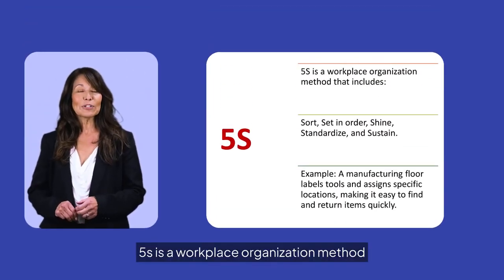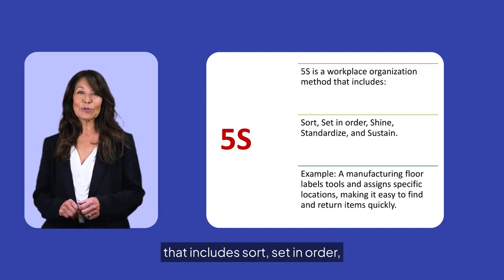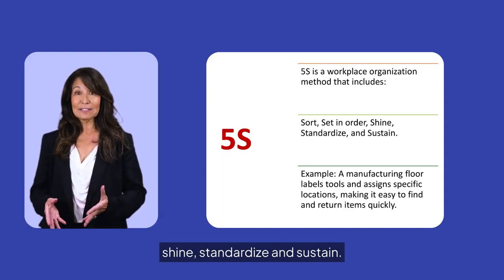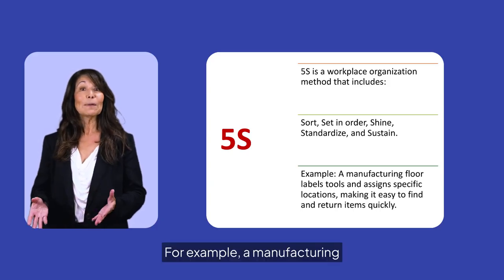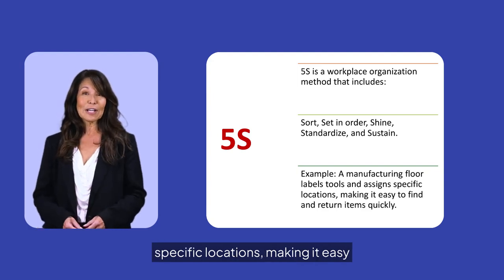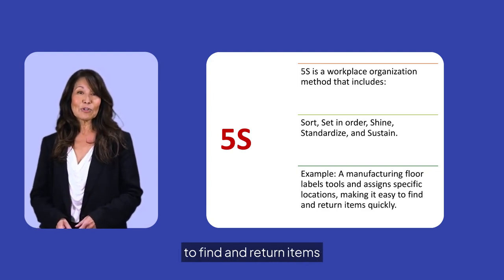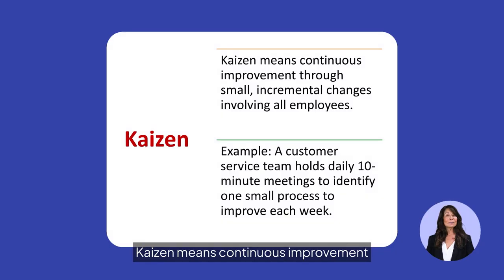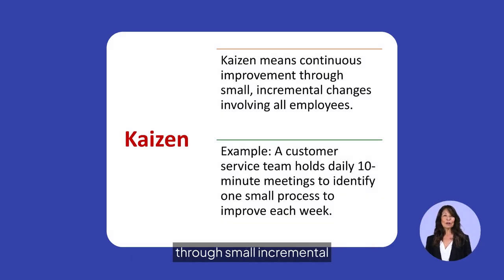5S is a workplace organization method that includes sort, set in order, shine, standardize, and sustain. For example, a manufacturing floor labels tools and assigns specific locations, making it easy to find and return items quickly, enhancing efficiency. Kaizen means continuous improvement through small, incremental changes involving all employees.